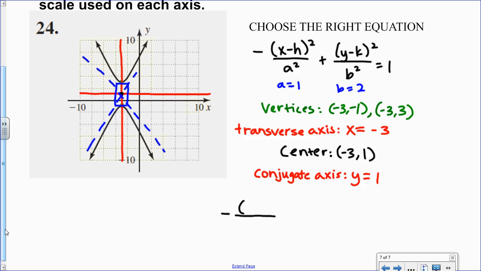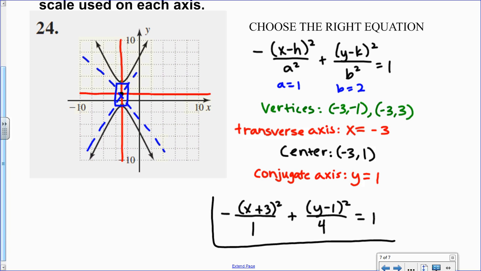Remember, it's minus h and minus k, so you want to do the opposite. So this will be (x plus 3) squared over a squared, which is 1. 1 squared is 1. Plus, what would I write with y? (y minus 1) squared over 2 squared, which is 4, and then equals 1. So don't forget the equals 1. This is an equation. Okay?